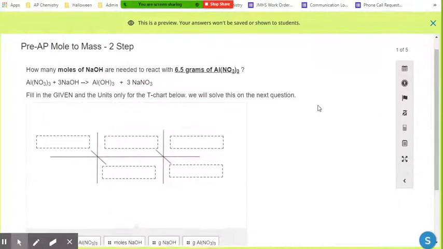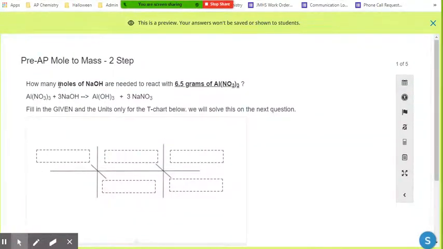So on here, it says how many moles of NaOH. You guys have the capability to highlight. I know you don't have the capability to circle, but you can highlight it. You just scroll over it and push highlight. So you highlight that, are needed to react with the 6.5 grams of aluminum nitrate.